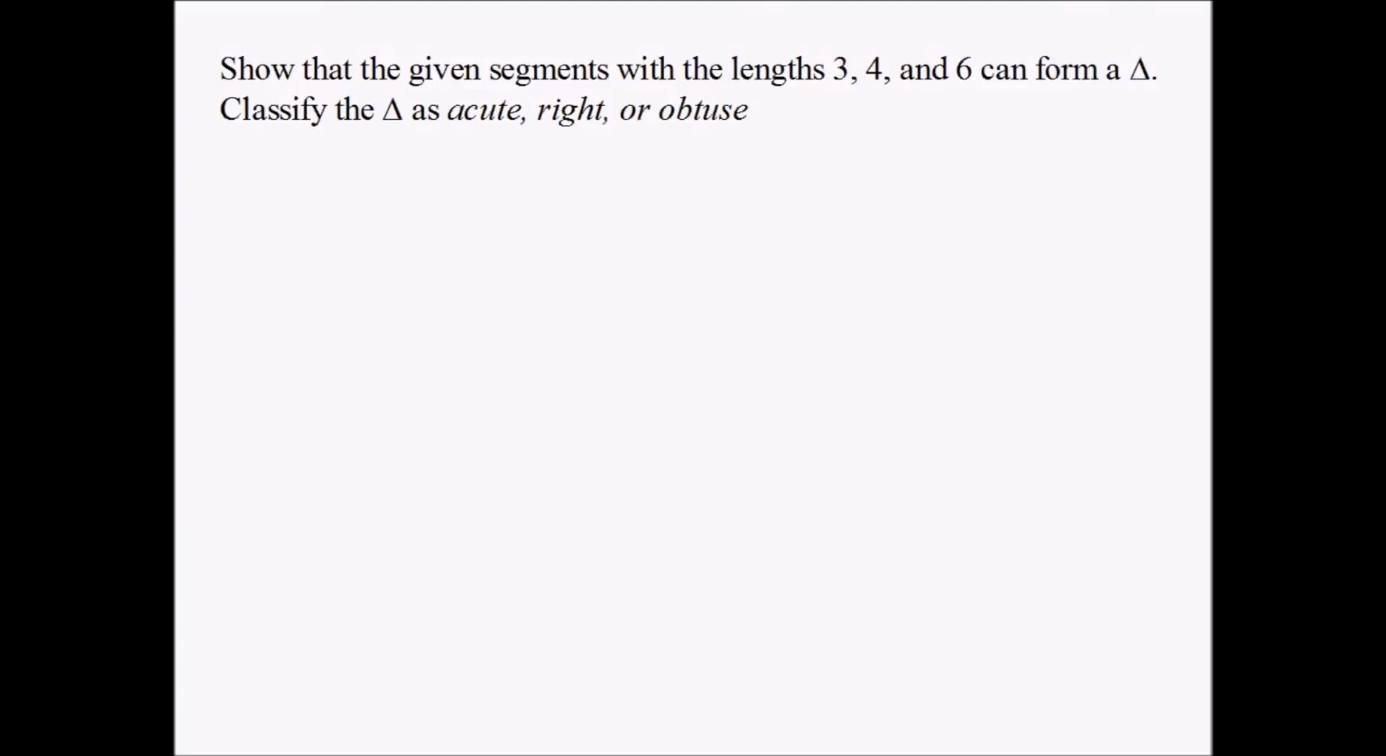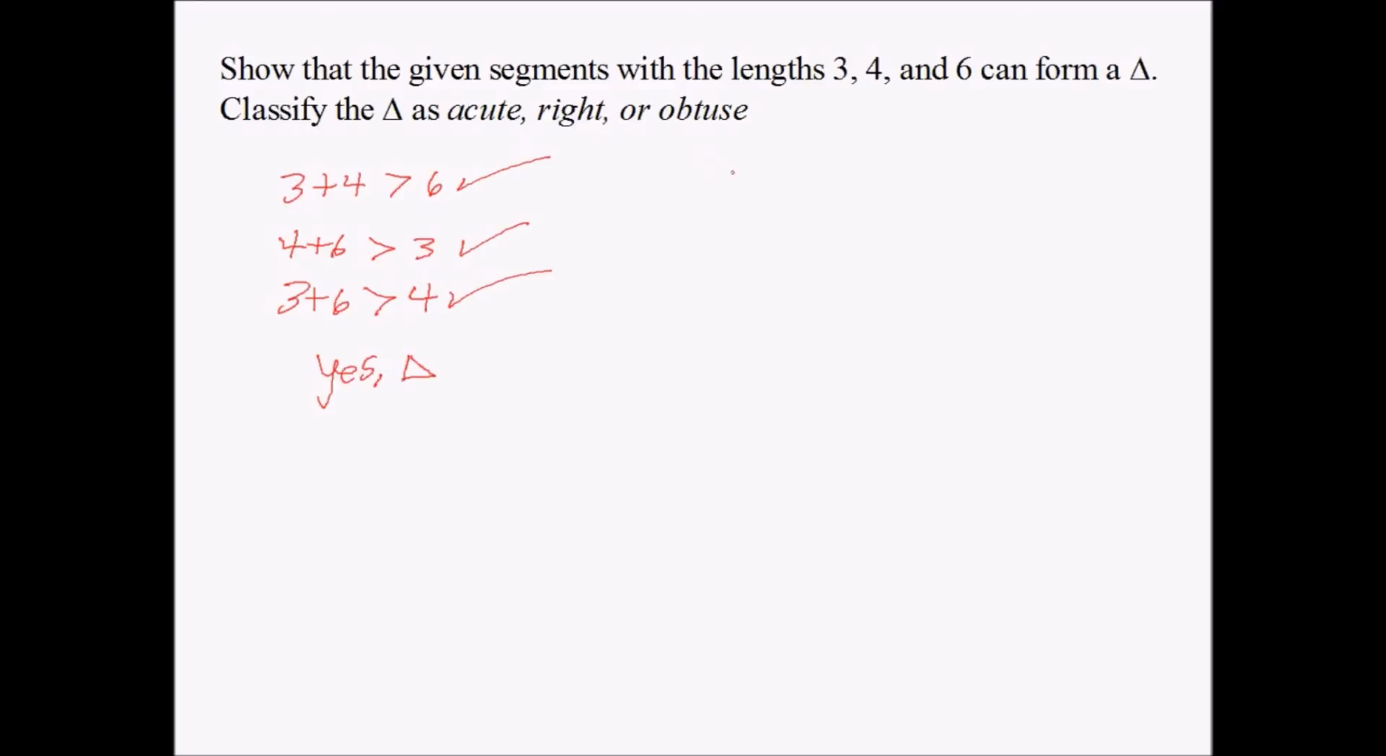Show that the given segments 3, 4, and 6 can form a triangle. Classify the triangle as acute, right, or obtuse. First and foremost, remember that any two sides of a triangle have to be greater than the third side. So if I have 3 plus 4, is that greater than 6? Yes, it is. If I have 4 plus 6, is that greater than 3? Yes, it is. And if I have 3 plus 6, is that greater than 4? Yes, it is. So first and foremost, we do have a triangle.